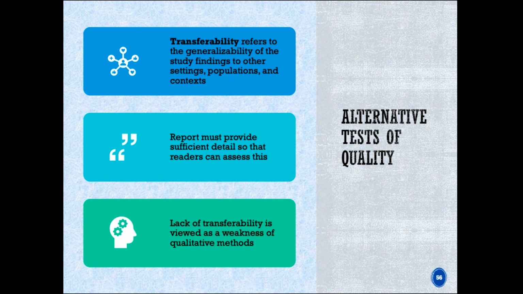Transferability refers to the generalizability of the study findings to other settings, populations, and contexts. The report must provide sufficient details so that readers can assess this. Lack of transferability is viewed as a weakness of qualitative methods. So after you get a conclusion, can it be generalized to different people, different settings, different contexts, different places?